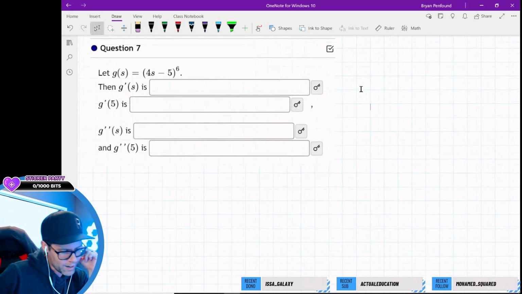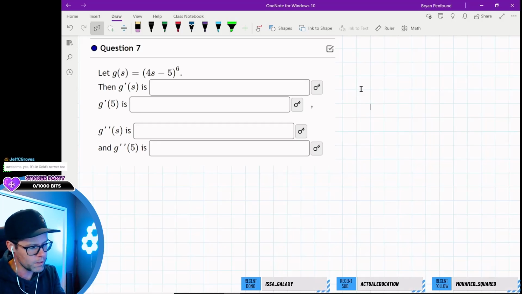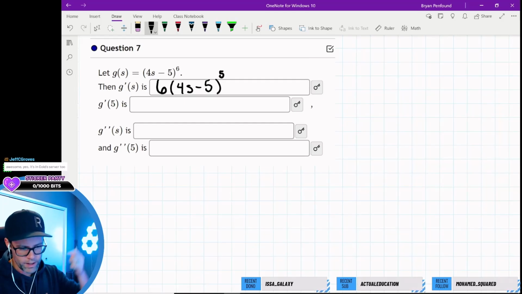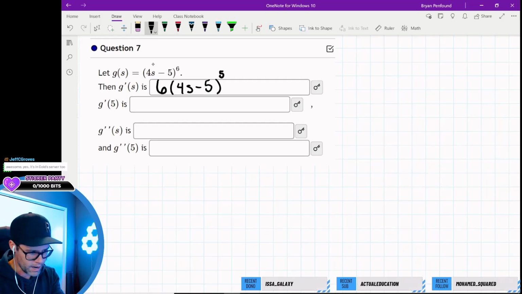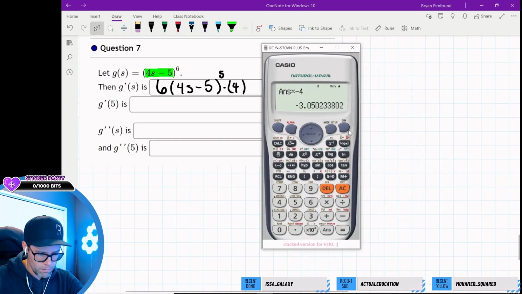Okay, we got a function of s. Then g prime of s is blah, g prime of 5 is blah, and we got to do some second derivative stuff. So can we do this mentally in our heads? Probably. So if I want to do the chain rule, I'm going to bring the 6 down. I'm going to leave the inside the same. Decrease 1 from my power. And then I need to multiply by the derivative of the inside function, which is just the 4s minus 5. So I need to multiply by 4 at the end here. And then they want us to evaluate this at 5. So we can probably just bust out the calculator.